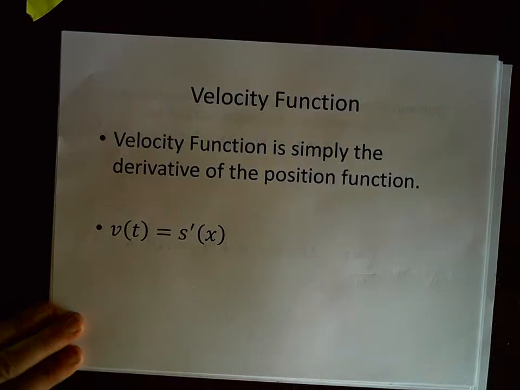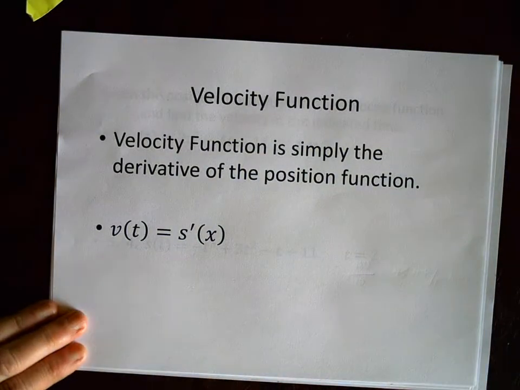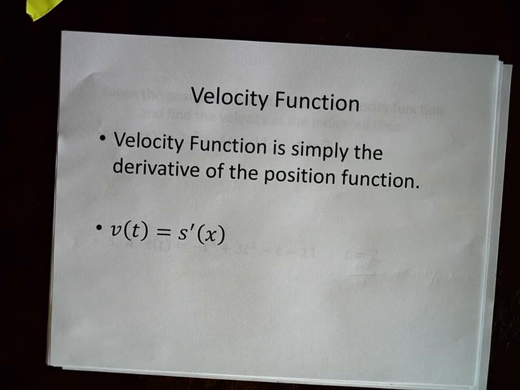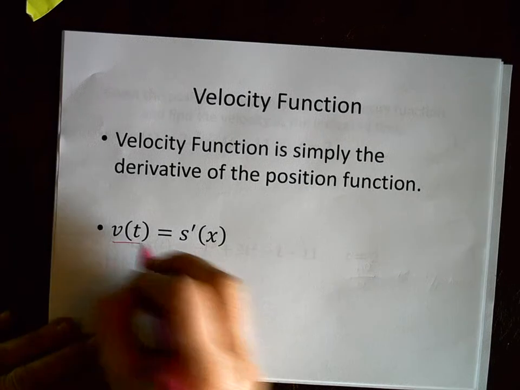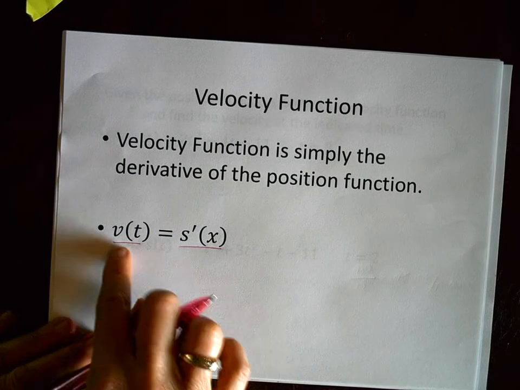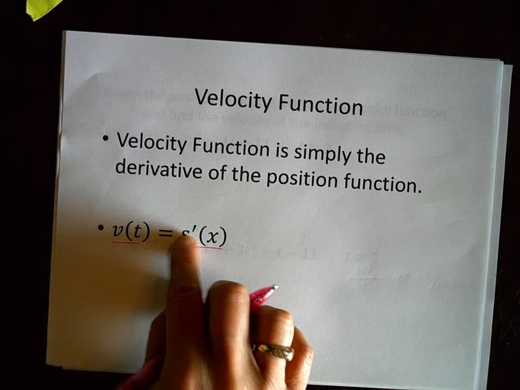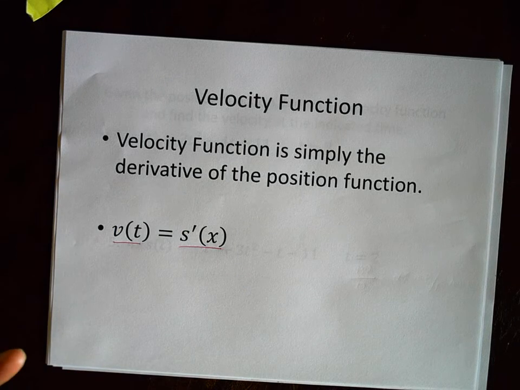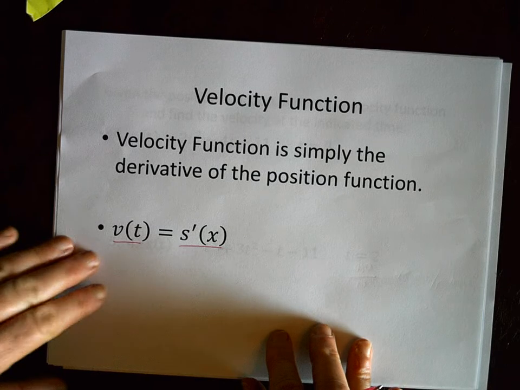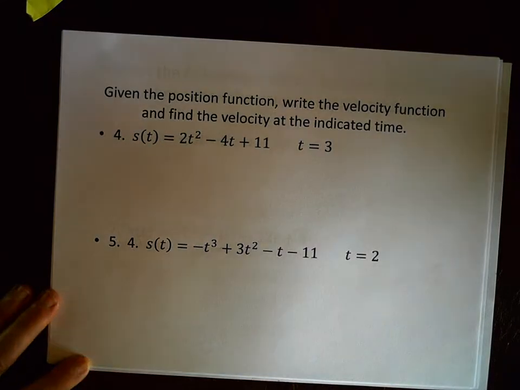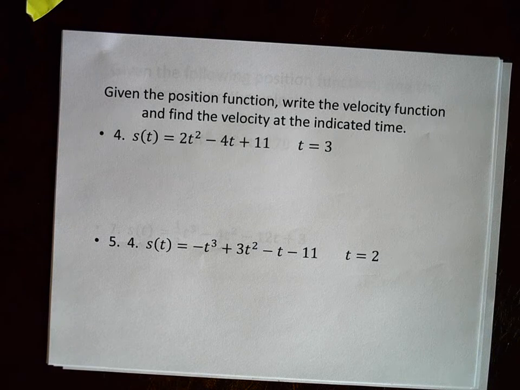Okay, so what does that have to do with us? Well, the velocity function is simply the derivative of the position function. So it's the derivative at a certain place and point in time. So you're going to see this and this. They mean the same thing. V of t means velocity, and it also means the derivative. Okay, so our derivative means slope, and it means velocity. In physics, it's velocity.